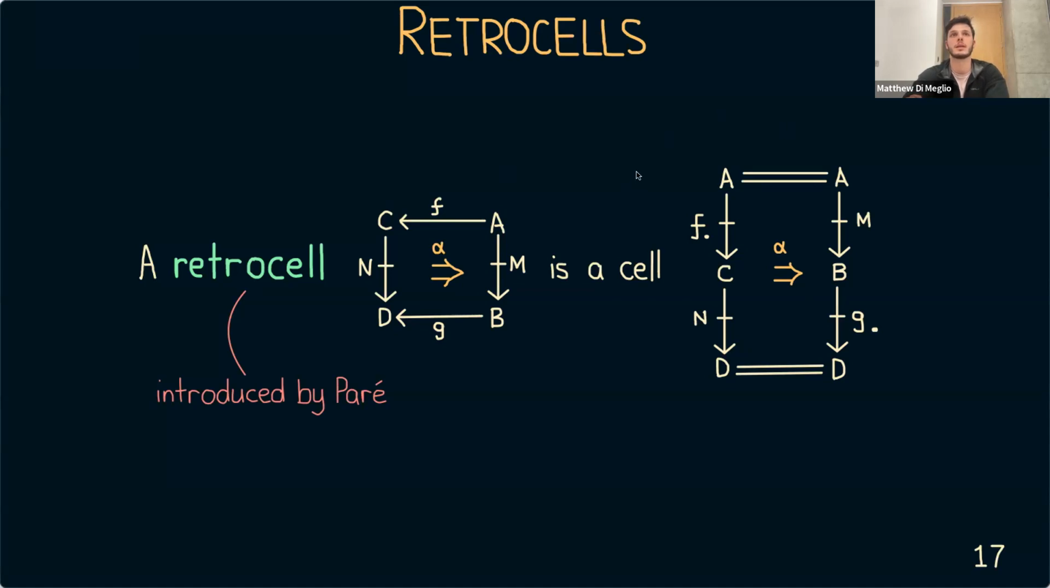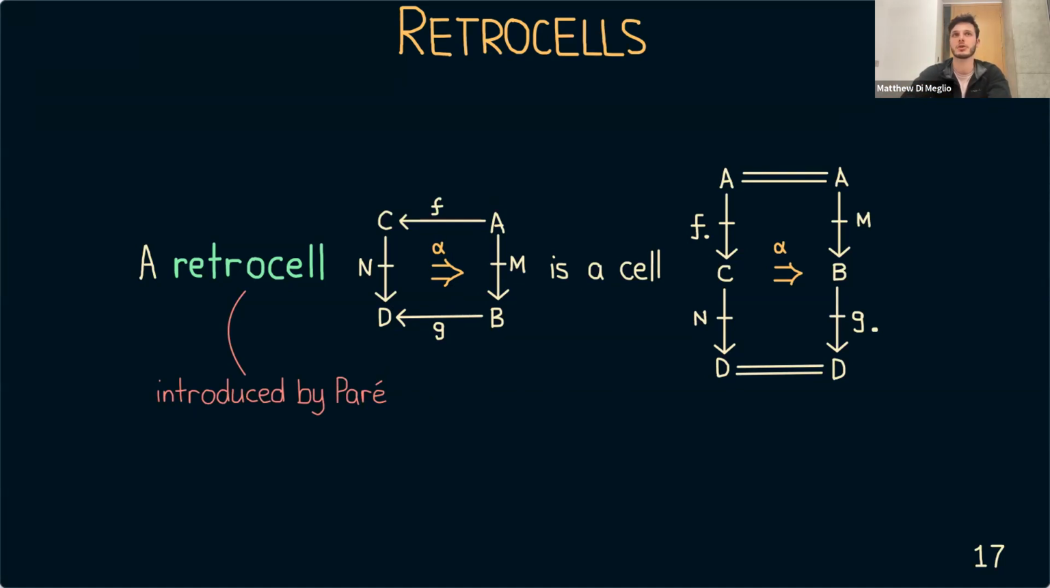And the point is, given any double category D with companions, you can form a new double category whose cells are the retrocells in D. So these retrocells compose in both the horizontal and the vertical direction and satisfy the interchange law and so on. So you can form a double category of retrocells. But I'm not really going to talk about that much more today.